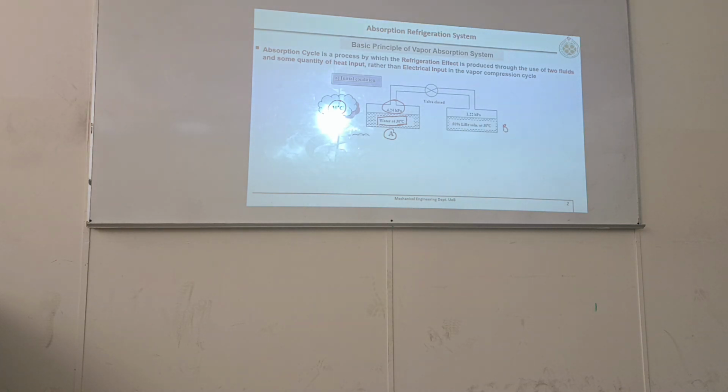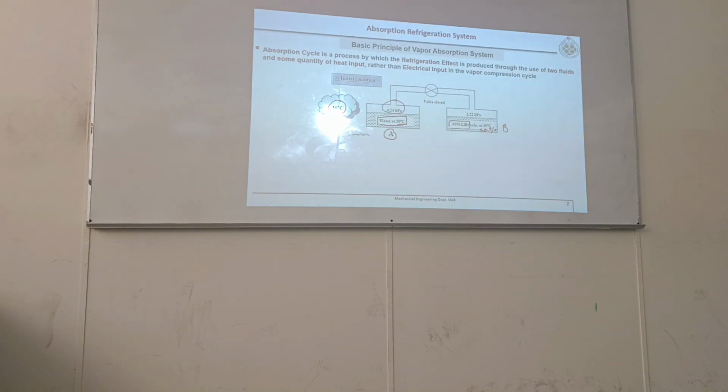In this vessel, we do not have pure water, we have a solution of 50% lithium bromide and 50% water. Lithium bromide is another chemical compound which is a salt. Its property is that it can absorb water vapor if it is present in its surroundings. It has this ability to absorb water vapor. So here we have 50% lithium bromide and 50% water liquid solution.